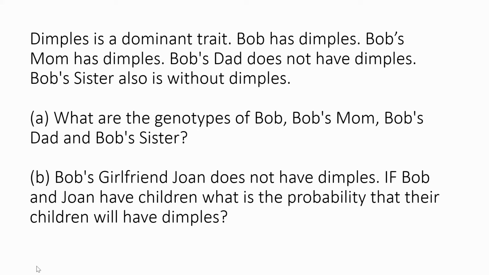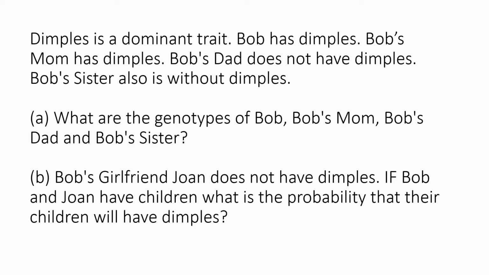So, a lot of words here, two-part question. I'm just going to read it once, then we'll break down what you should be reading for and looking for, because that's what these questions are about. It's about reading them closely and pulling out the relevant information and being able to arrange it in a way that'll help you. Okay, so dimples is a dominant trait. We've heard that before. Dimples is a dominant trait. Bob has dimples. Bob's mom has dimples. Bob's dad does not have dimples. Bob's sister also is without dimples.